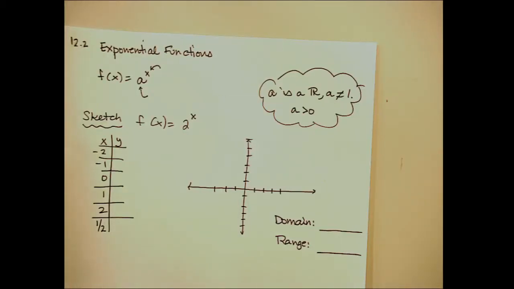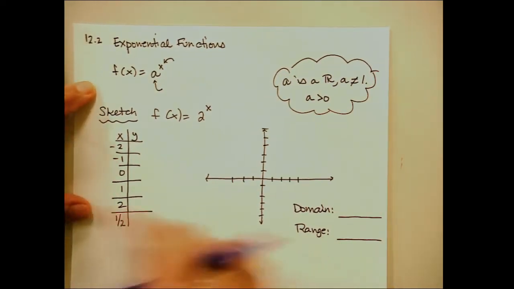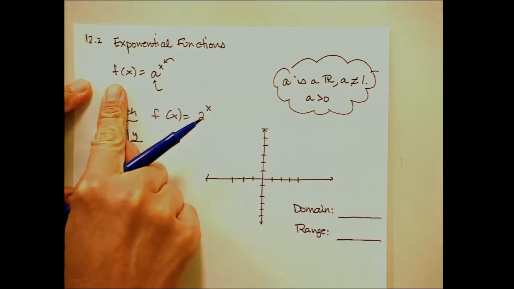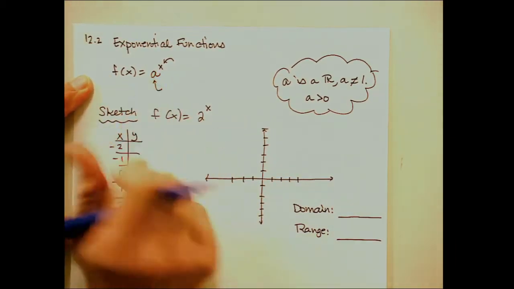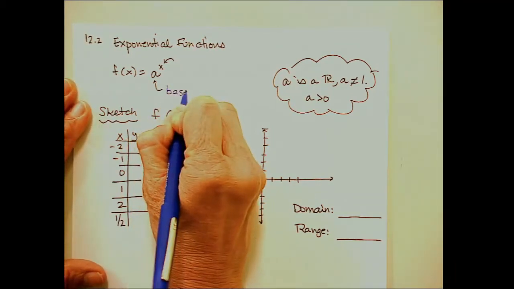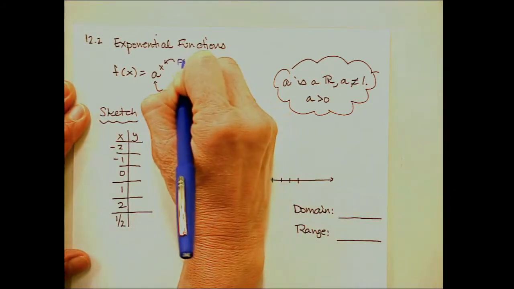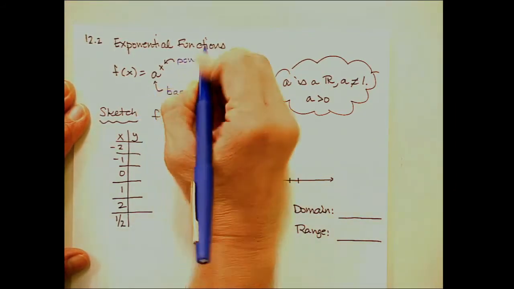Okay, so we're going to talk about 12.2, which is exponential functions. So this is what an exponential function looks like. F of x, because as we're talking about functions, equals a to the x. Okay, so a is called the base, and x is called the power, or exponent.